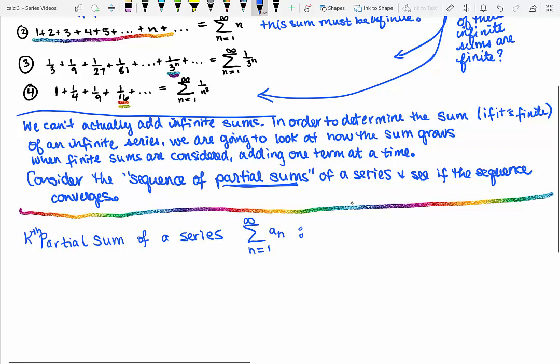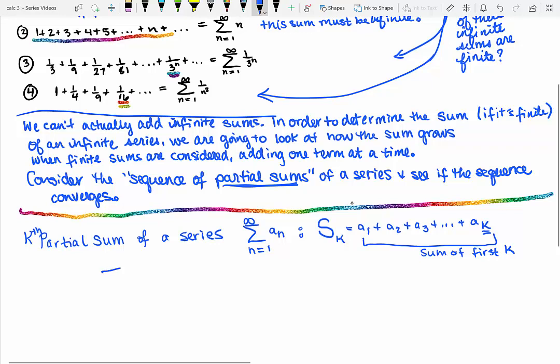The kth partial sum of a series I'm going to denote by capital S sub k. And this is going to mean the sum of the first k terms of the series. So rather than adding up infinitely many terms, I stop at k terms. So it's the sum of the first k terms, if my indexing starts at 1. So we'll in general use that subscript to mean that the last term I've added is a sub k.